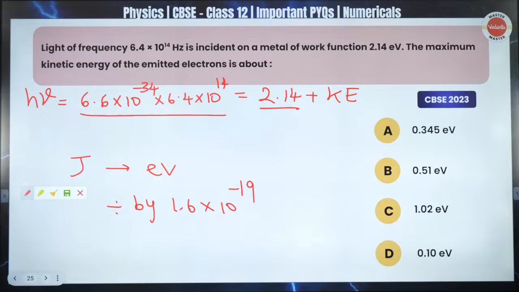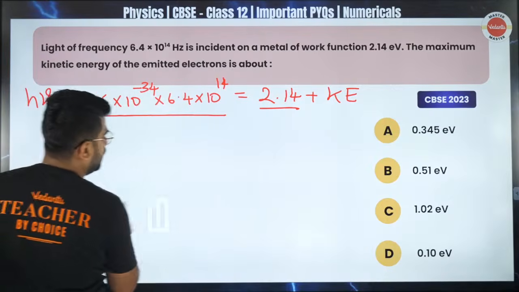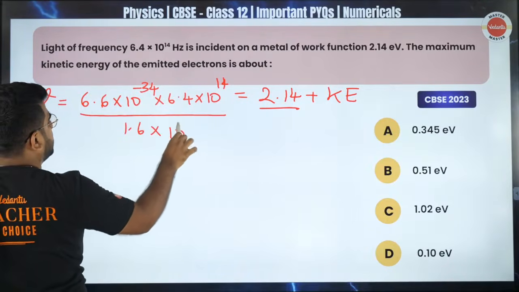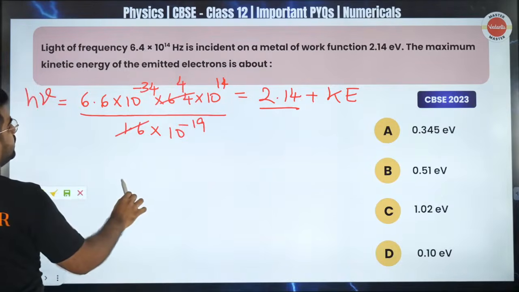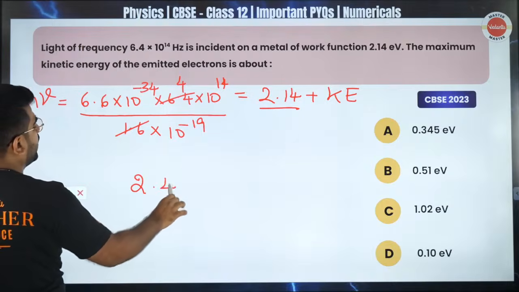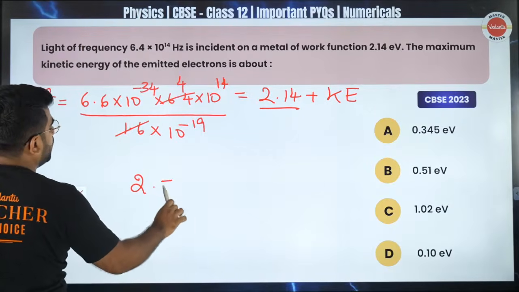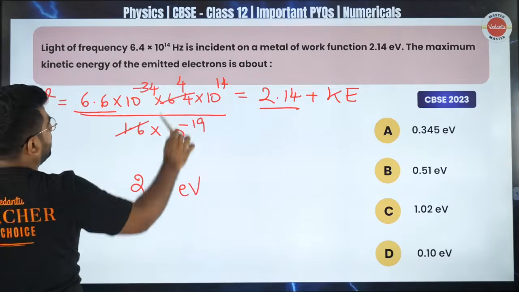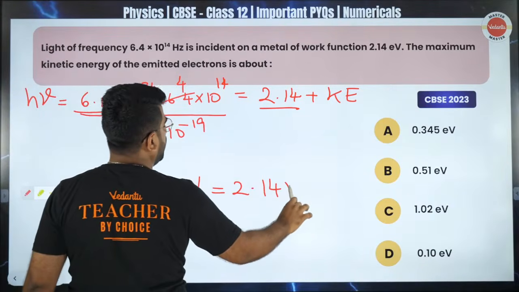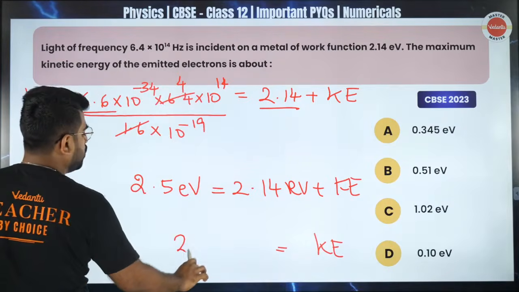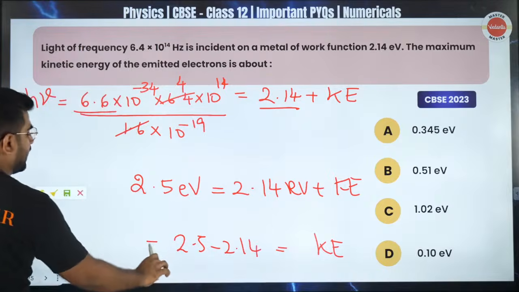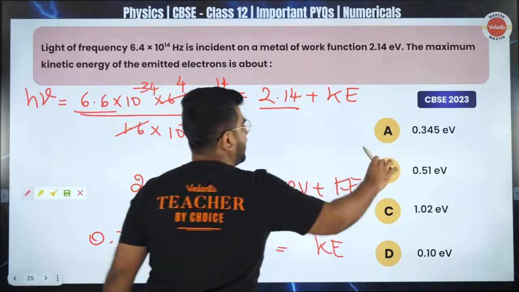Can you guys do that? Great. So now let's convert it. When I convert joules to electron volt, I divide by 1.6 into 10 to the power minus 19. So 1.6, 6.4, 4. That will be around 2.4, 2.5. So this will be 2.5 eV. Multiply it and check. 2.5 eV is equal to 2.4 eV plus kinetic energy. So kinetic energy is 2.5 minus 2.14, which will be 0.36. So that's option A.